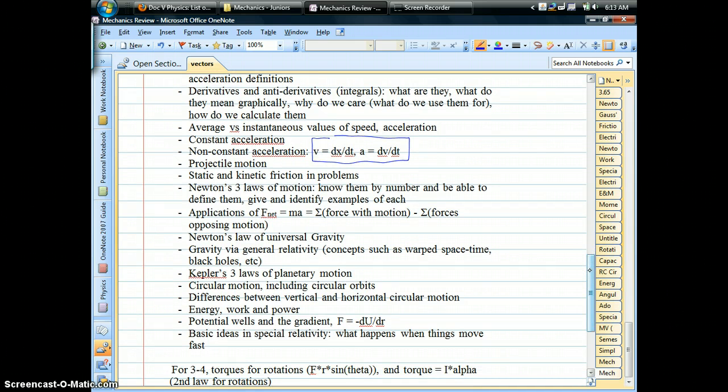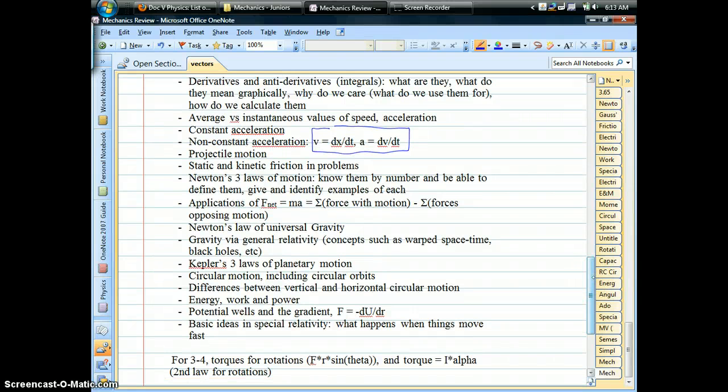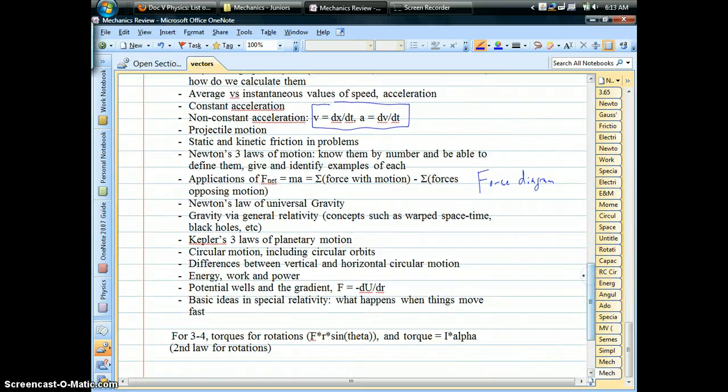Then, of course, Newton's second law, F equals ma, the sum of forces. If your forces are in the direction of motion, they're positive. If they're opposite the acceleration, they're negative forces. And the force diagram, it's what you always want to do first for any problem. Newton's law of gravity is in there. That kind of combines in with Kepler's laws when you get into orbits.